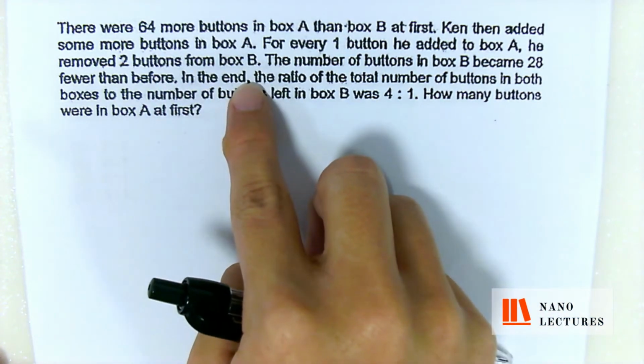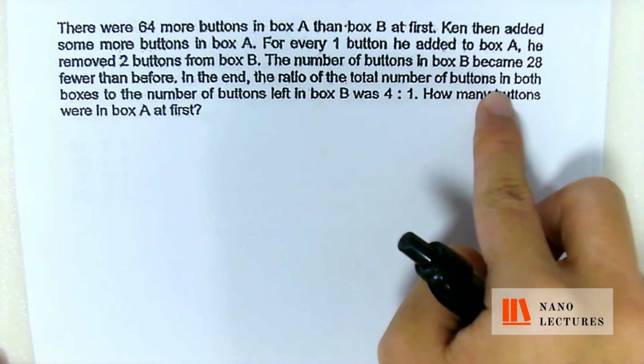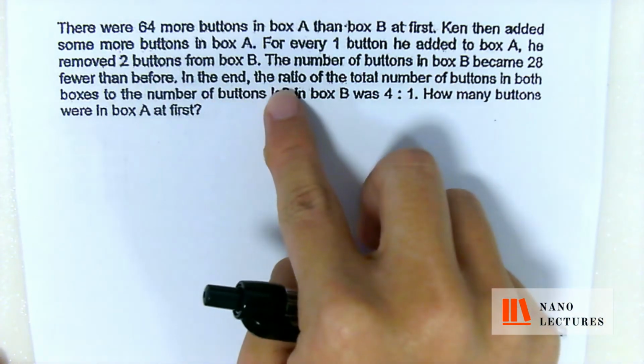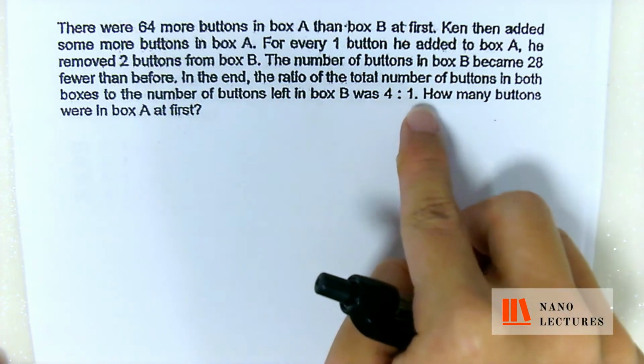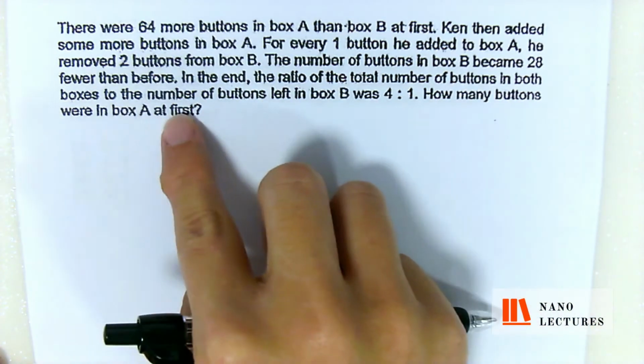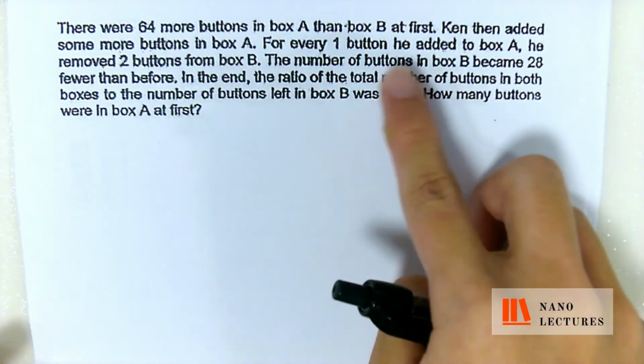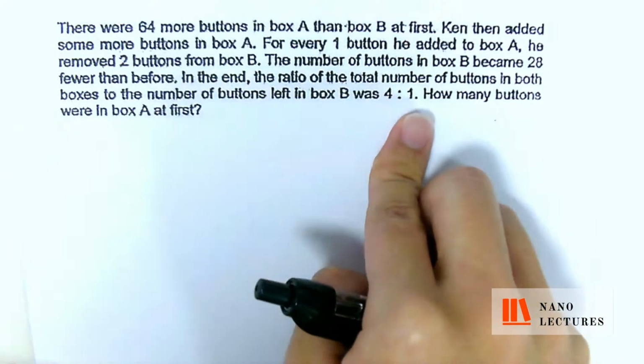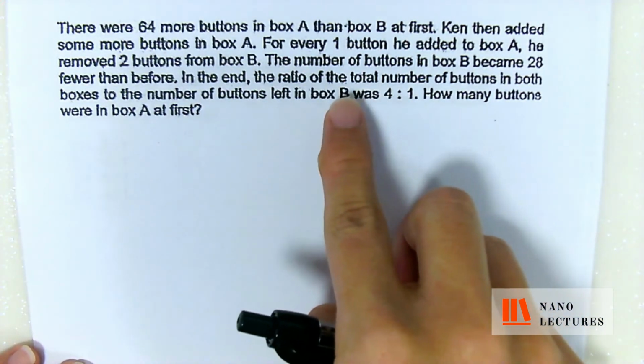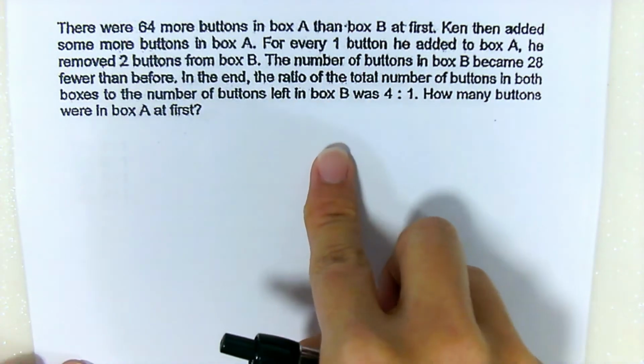In the end, the ratio of the total number of buttons in both boxes to the number of buttons left in B was 4:1. How many buttons were in A at first? This, I tell you, a lot of students will get it wrong. Out of 10, 8 will get it wrong. So please be careful. I'm going to use the model method to teach you how to do this.